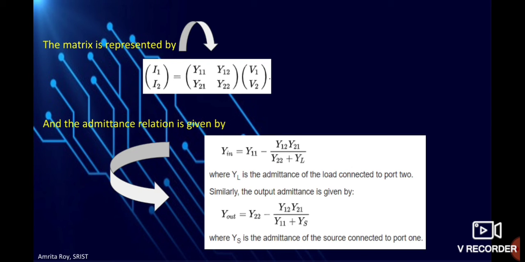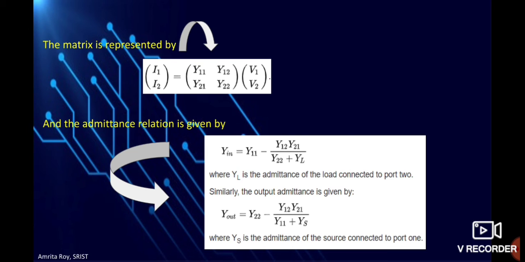Now next is the matrix representation. Similar to the previous case for Z parameters, it is a 2 cross 1 matrix for the dependent variable, and for the independent variable the matrix is also 2 cross 1. The only difference is that in the previous case for Z parameters the dependent variable was voltage, and here the dependent variable is current. Now in the matrix representation we write a 2 cross 1 matrix for current, equal to a 2 cross 2 matrix of the Y parameters, that is Y11, Y12, Y21 and Y22, multiplied with a 2 cross 1 matrix of voltages V1 and V2.